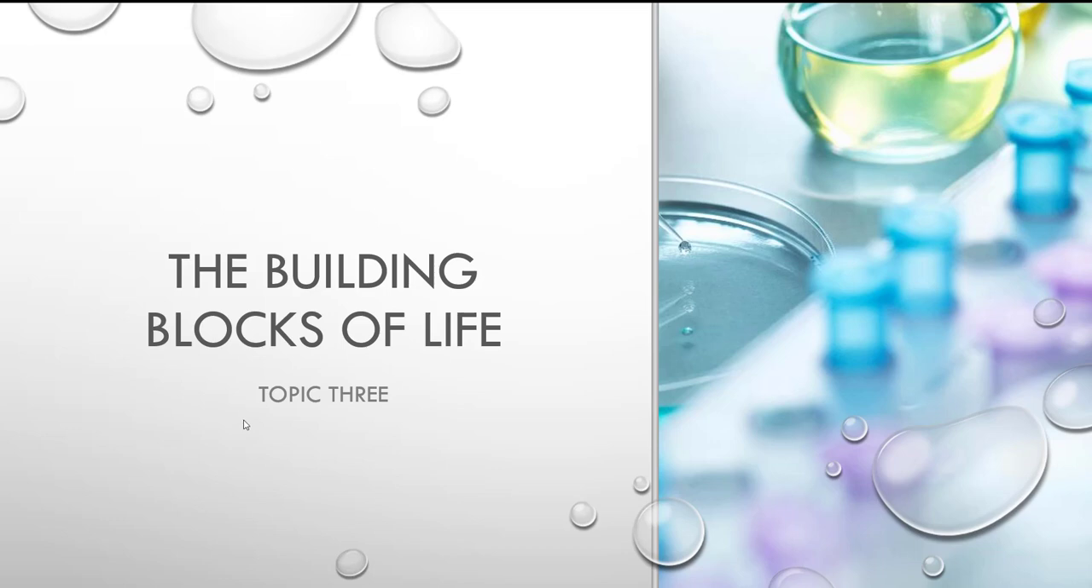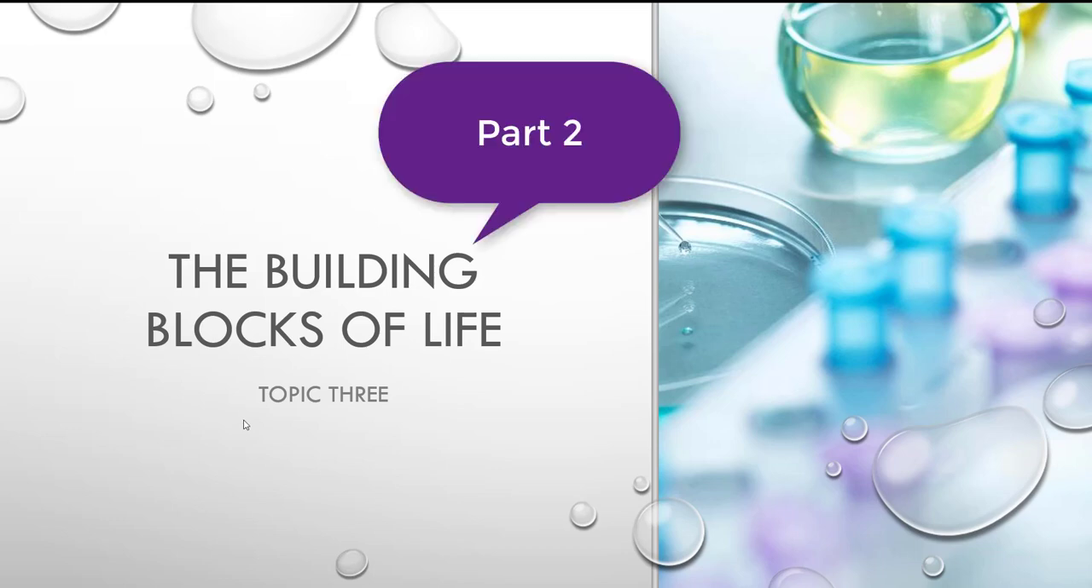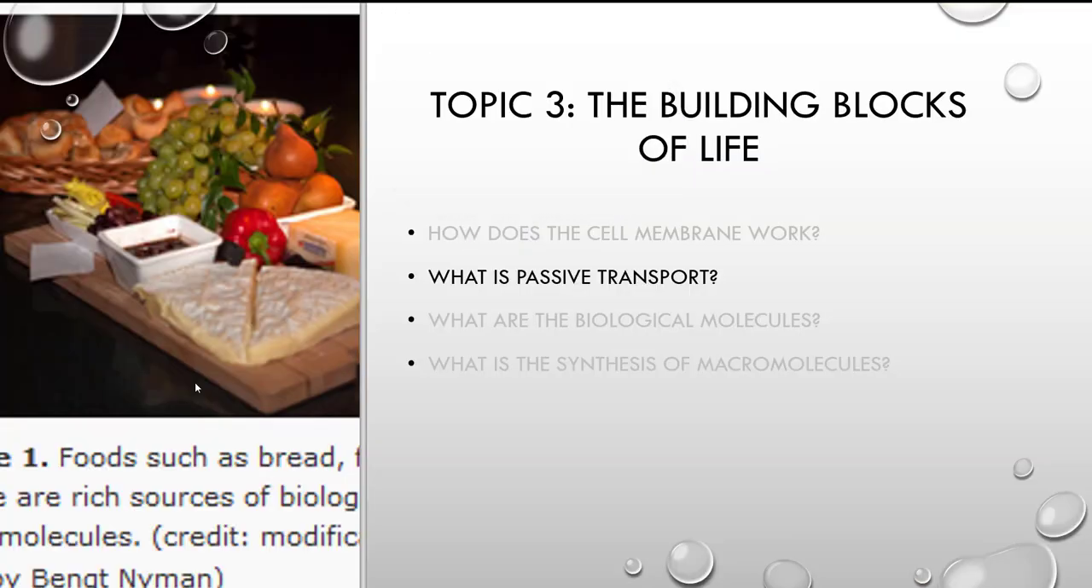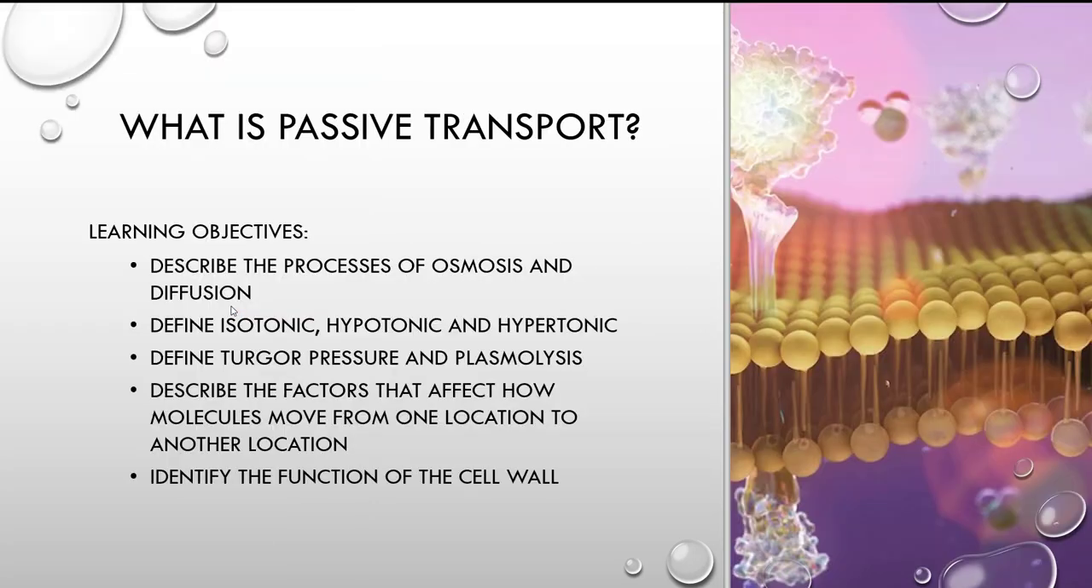Welcome back, everyone. So we are on part 2 of topic 3, the building blocks of life. In this topic, we're going to be looking at what is passive transport. Since we already know how the cell membrane works, we're going to take a look at how things enter and leave the cell. It's selectively permeable, so certain things can go in and out. And we'll learn about that through passive transport.